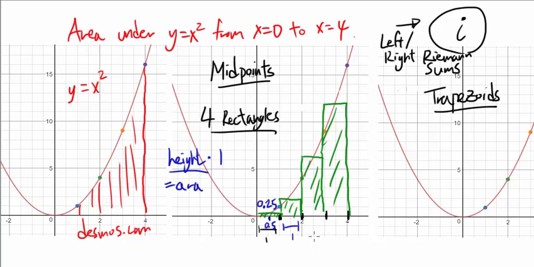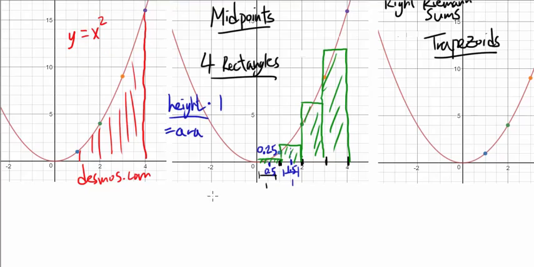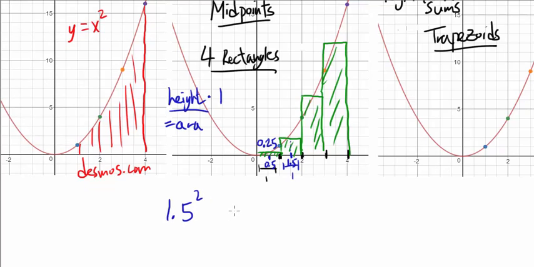So in our case, because the width of each interval was 1, we can just find the height, and that's going to be the area of the rectangle. So for this one, you're plugging 1.5 into our function to get the area of the rectangle. And what's 1.5 squared?